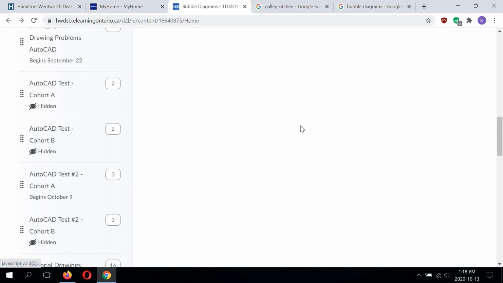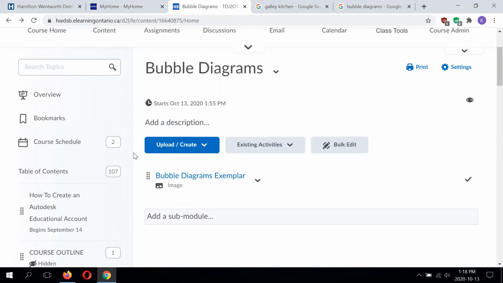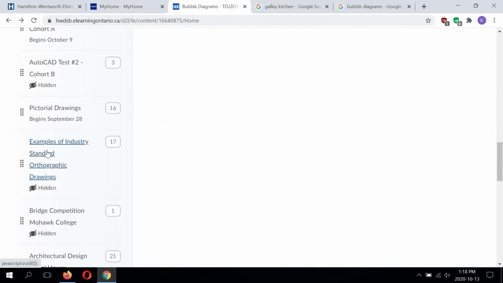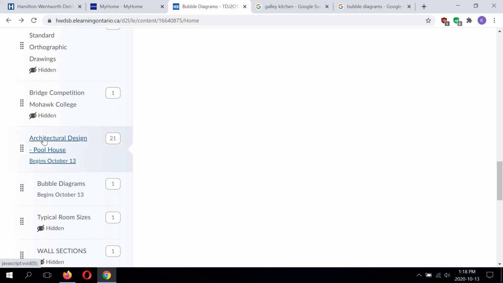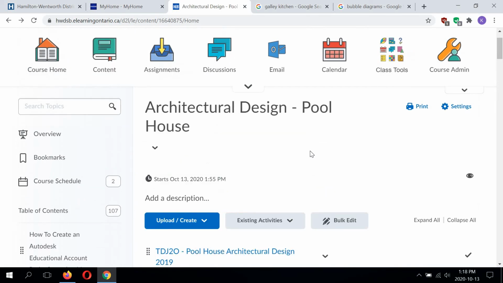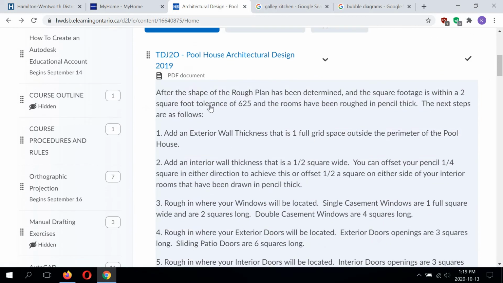So that was kind of a mouthful of information. But let's click back into this module here. And this description I've written, we'll talk more about this in the next lesson. But for now, you're free to start to work on these bubble diagrams, and that is your task for today.